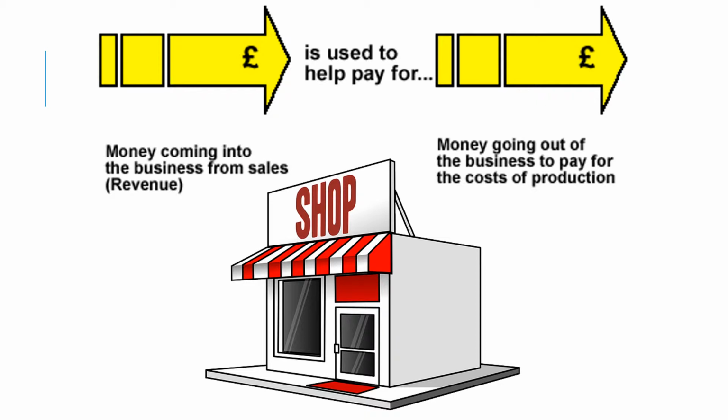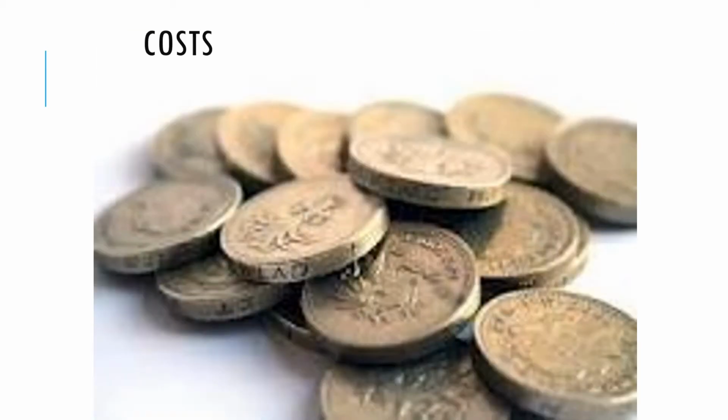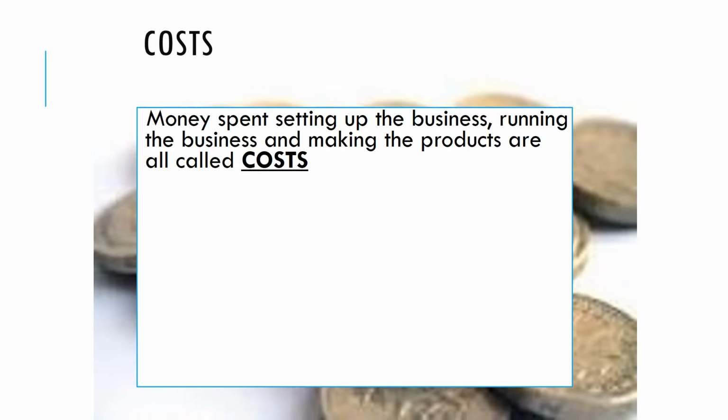Now we're going to look at money going out of the business, money the business pays, so costs is money the business spends setting up the business or running the business or making the products. These are all called costs, and again I would take this definition down. Again, unfortunately, sometimes business terminology can be a bit sneaky and you might see this word here, expenditure.